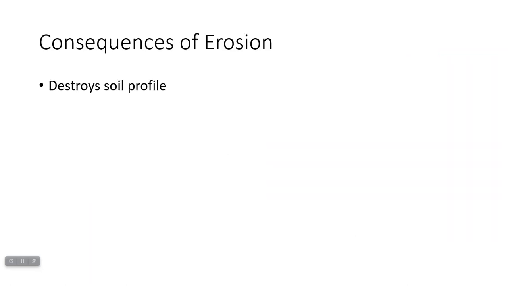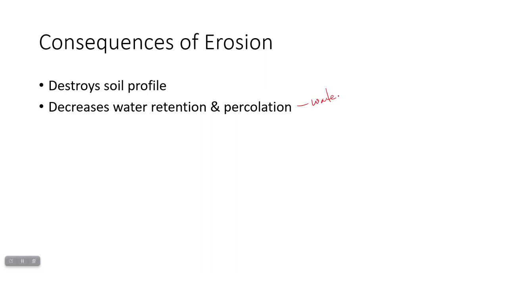So, what happens when you have erosion? Well, it destroys the soil profile. It decreases the ability of soil to hold water, which we're going to talk about in our next lesson, is very important for making sure that soil is still able to support plant life. It can also decrease percolation, which is water moving through the soil or moving deeper into the soil. Something that is important for water retention.